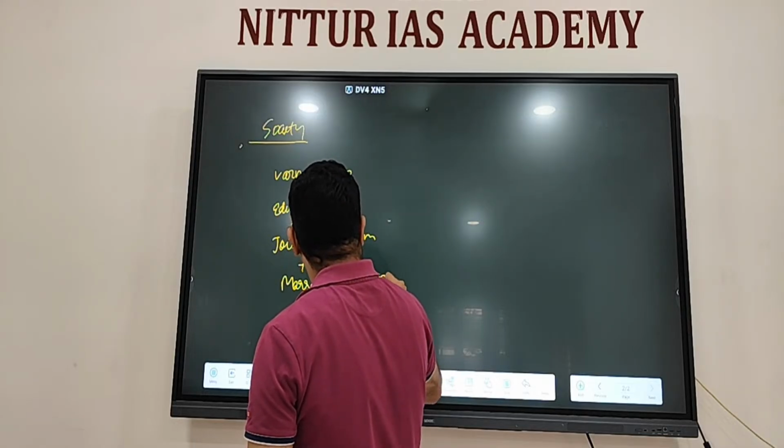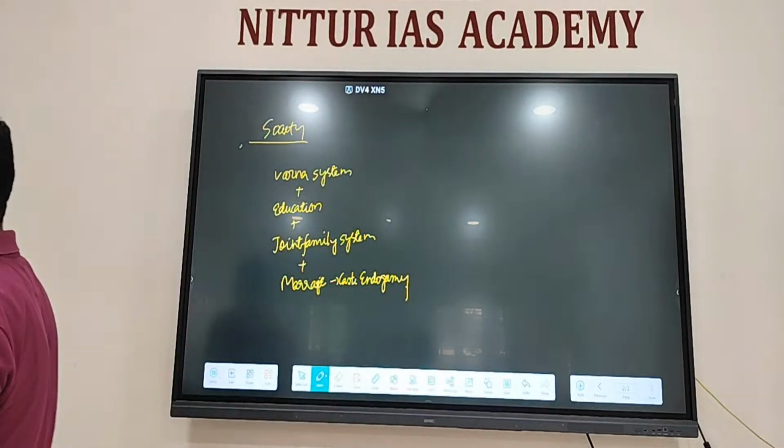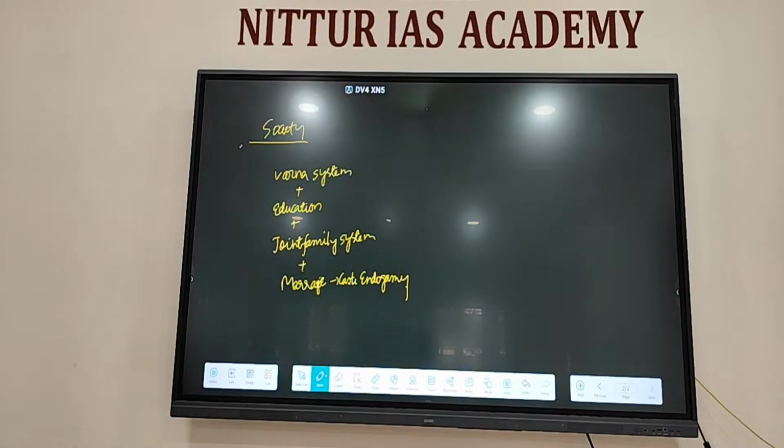As a result, Gupta society and Gupta's economy witnessed the rise of feudal tendencies, and they had greater social stratification due to the land grant system.